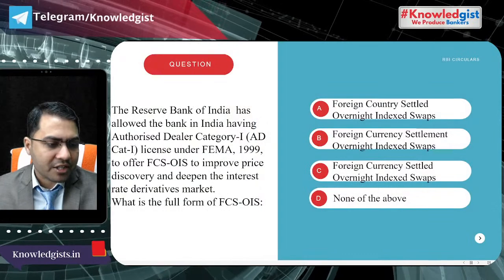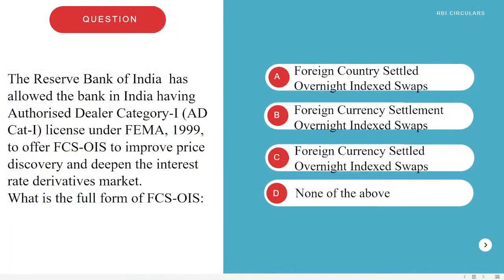So yes, what is the first question on your screens? The RBI has allowed banks in India having an AD Category 1 license under FEMA 1999 to offer FCS OIS to improve price discovery and deepen the interest rate derivatives market. What is the full form of FCS OIS? You know that nowadays, before asking a simple question, they make you read so many things just to understand the context in which the abbreviation is given. So please answer me, what is the full form of FCS OIS?